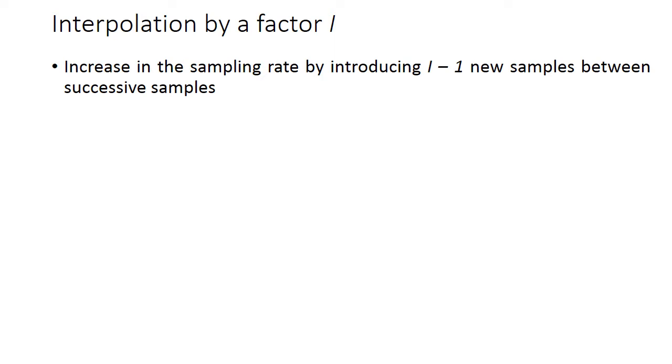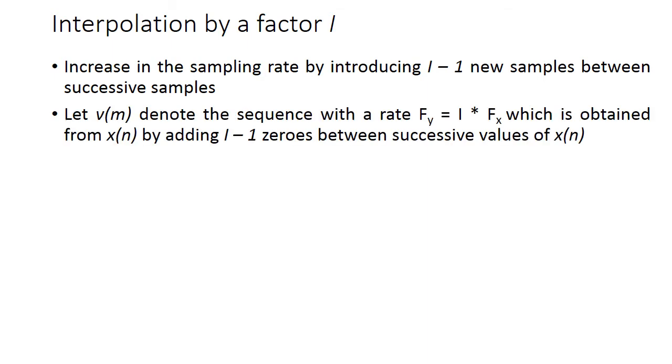So, increase in the sampling rate by introducing I-1 new samples between successive samples. Suppose we want to increase the sampling frequency by a factor of I, we need to introduce I-1 new samples between the successive samples of the input. Let us denote a sequence v of m with the rate increased by a factor of I from the input sampling frequency fx. So Fy is equal to I into fx.